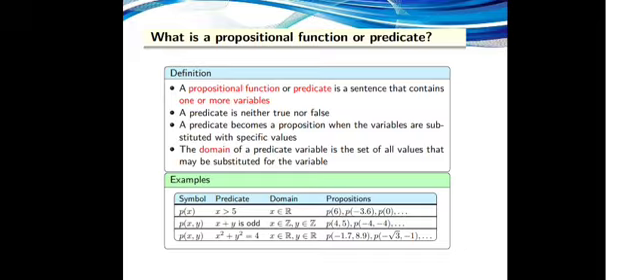Below, I have given a table of examples, using the symbols, predicates, domains and propositions. P of x with one variable, where x is greater than 5 and x belongs to R, the set of real numbers, and the propositions are the values of P.